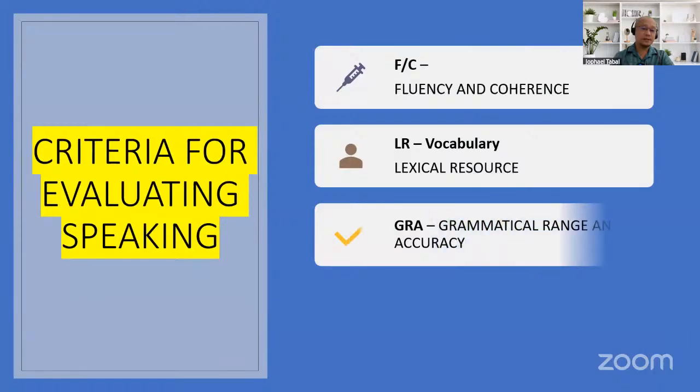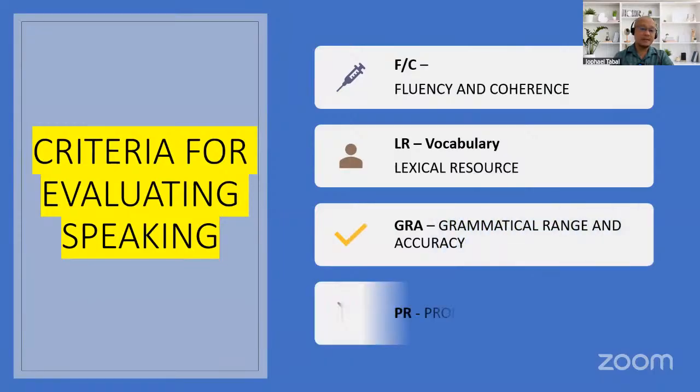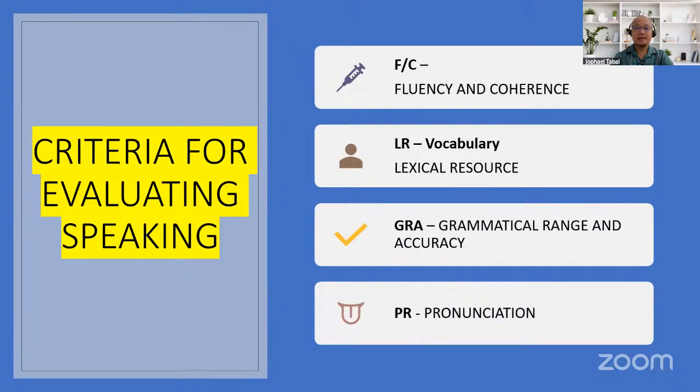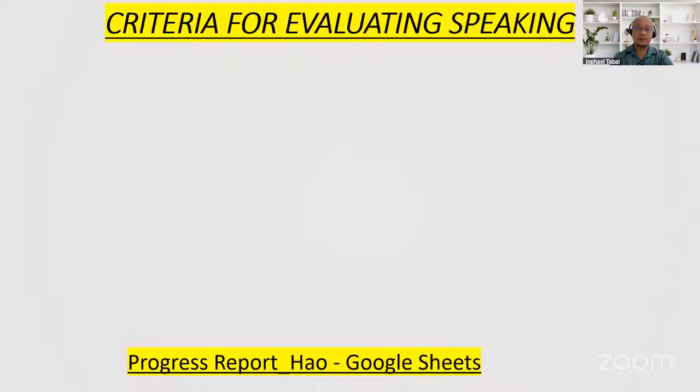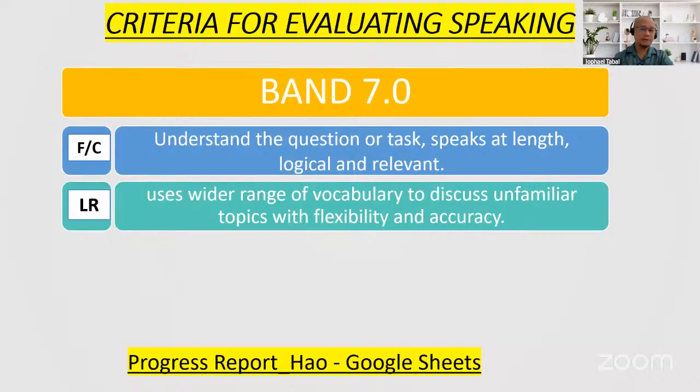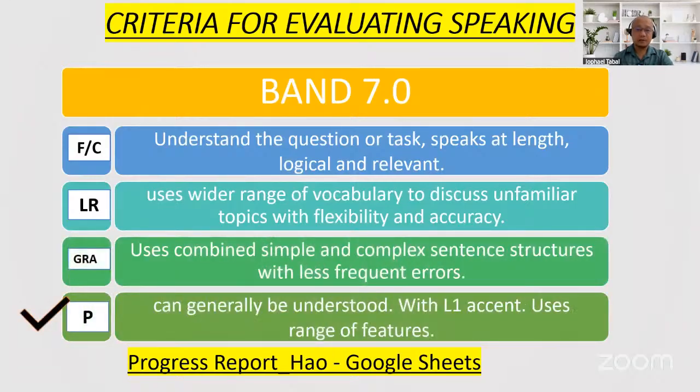Here are the criteria for evaluating speaking. We have fluency and coherence, lexical resource or vocabulary, GRA or grammatical range and accuracy, and lastly pronunciation. For band 7, pronunciation, which is our main focus today, says the candidate can generally be understood, without L1 accent or with very little L1 accent, and uses a range of features.